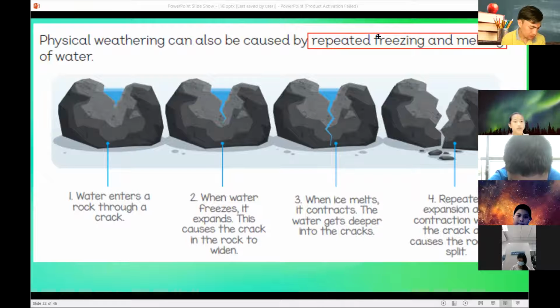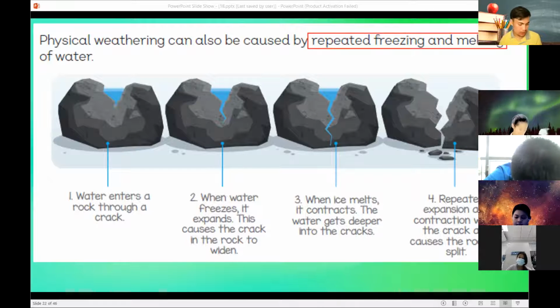Yes. Change from liquid into a solid. Like the water into? Ice. Water into ice. What about melting? Solid into liquid. Solid to liquid. Ice to? Water. Yes, very good.